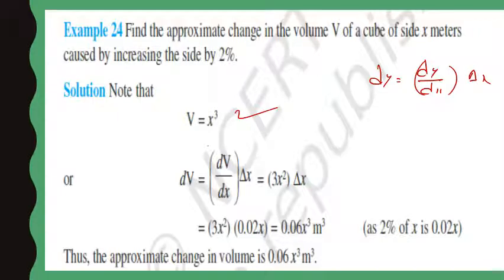So dV by dx is 3x squared into delta x, 3x squared into 0.02. So what is it? 0.06 x cube. So approximate, this is dV. dV means change in volume. Change in volume is 0.06 x cube meter cube. Okay.